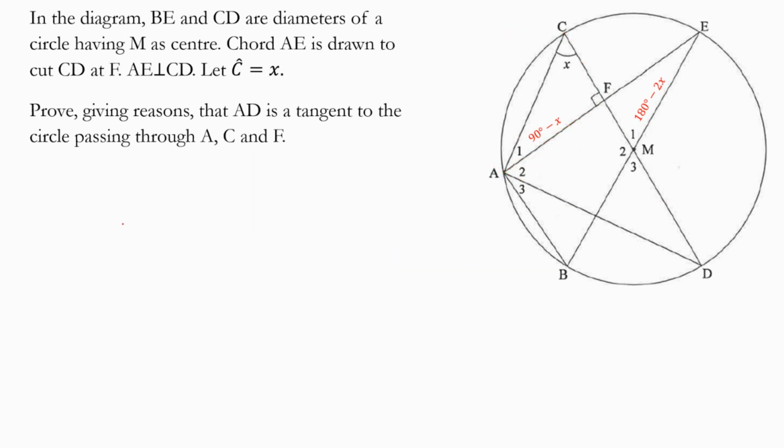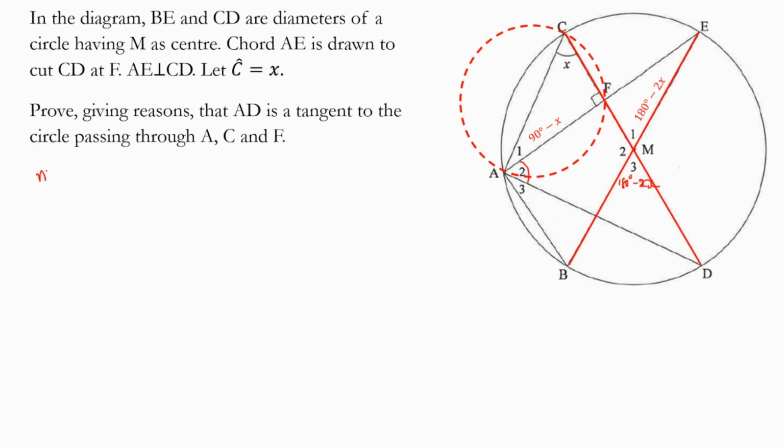Then we go to the third method. In the third method, we still want to prove that this angle is equal to x, because this is the angle between the line AD and the chord. If this angle A2 is equal to x, then AD is a tangent. So we can start by finding this angle here. Angle M3 is 180 degrees minus 2x.